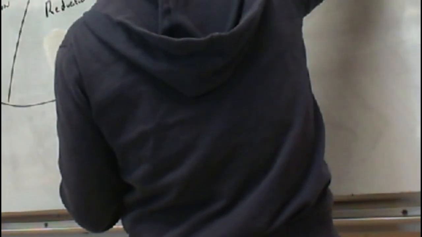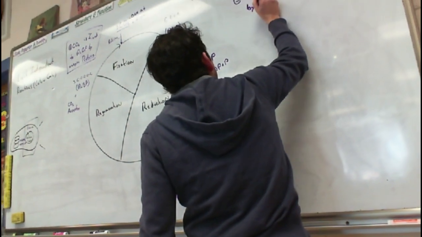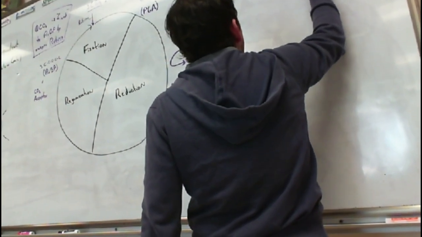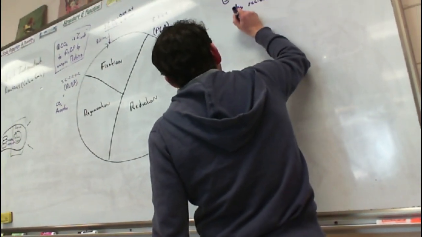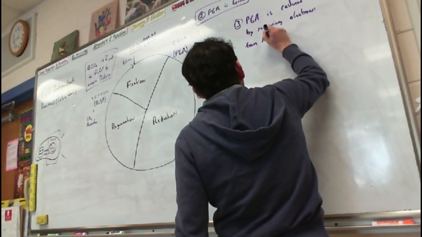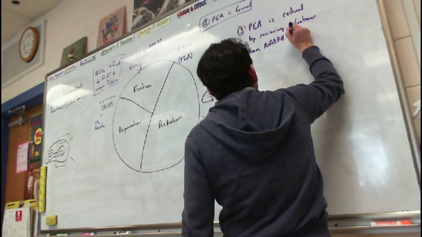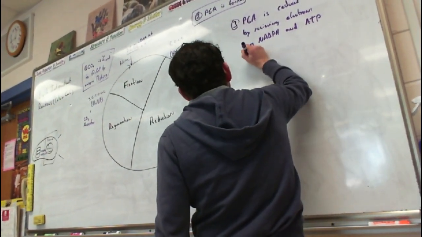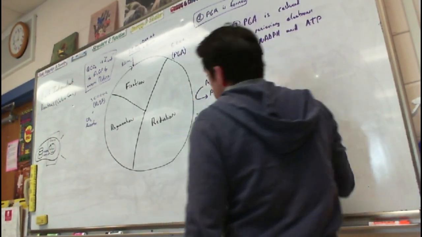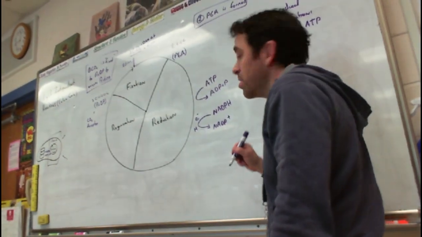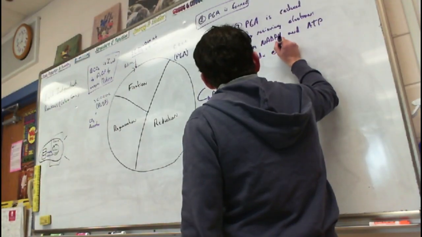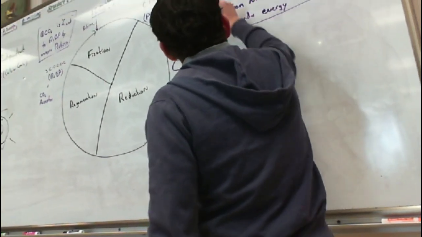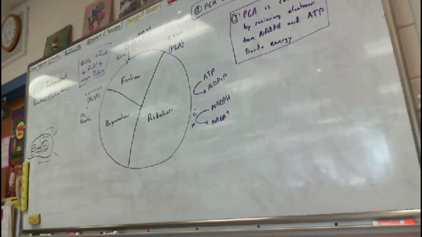So PGA is reduced by receiving electrons from the light reactions in the form of NADPH, and ATP provides energy. Where'd that energy come from? The sun, right? And the breakdown of water. So sunlight energy in a bottle or in this molecule.